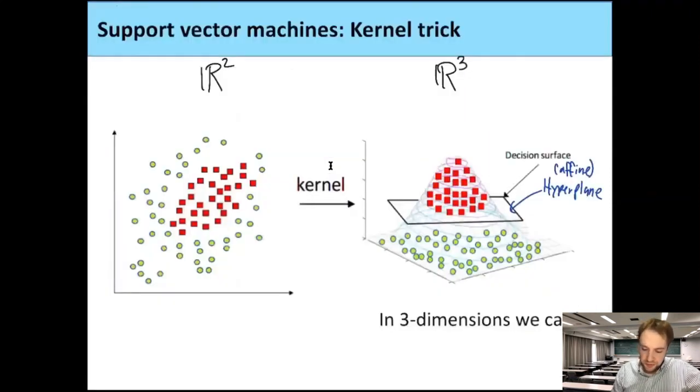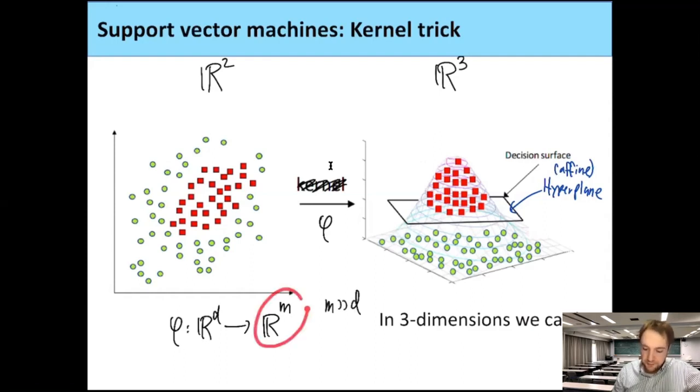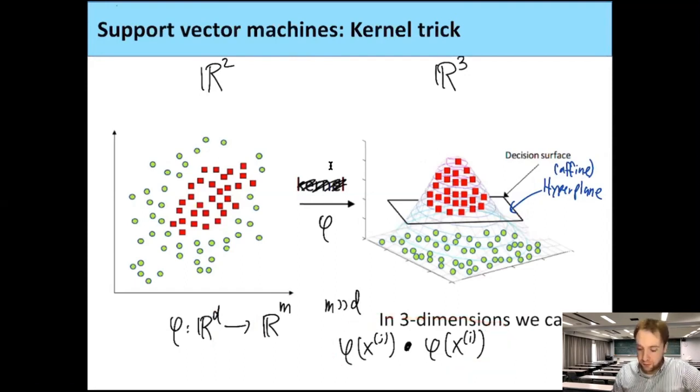So actually this word here is not quite correct. We will consider some phi, from R^d to R^m, where m is maybe really, really big, much larger than d. And in R^m, we can separate these things by a hyperplane. But actually, we will not be interested in the value of our vectors in this space. We will just be interested in the dot product of phi of some input vector with phi of another input vector. And this will then in the end be the kernel. So actually we will not calculate this map explicitly. We will just be interested in calculating the dot product of two input vectors in this space.